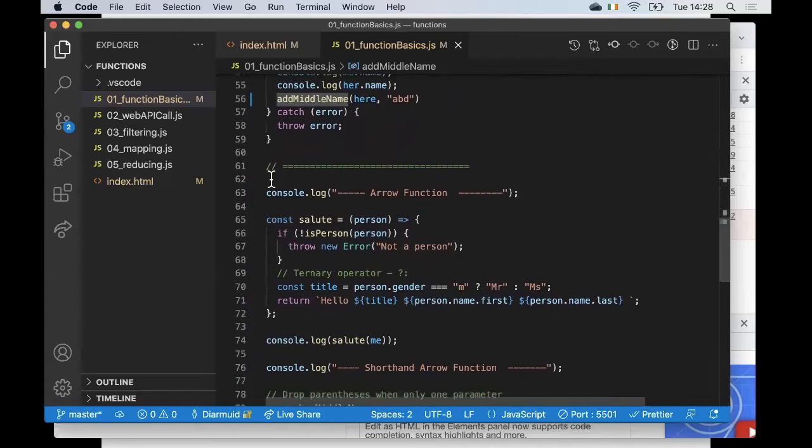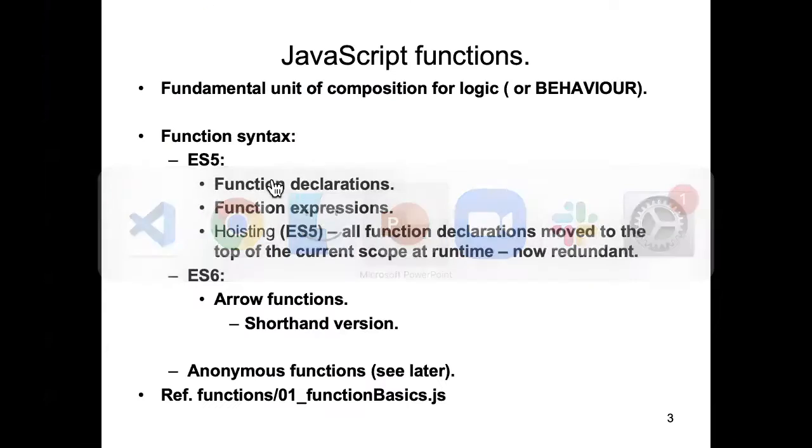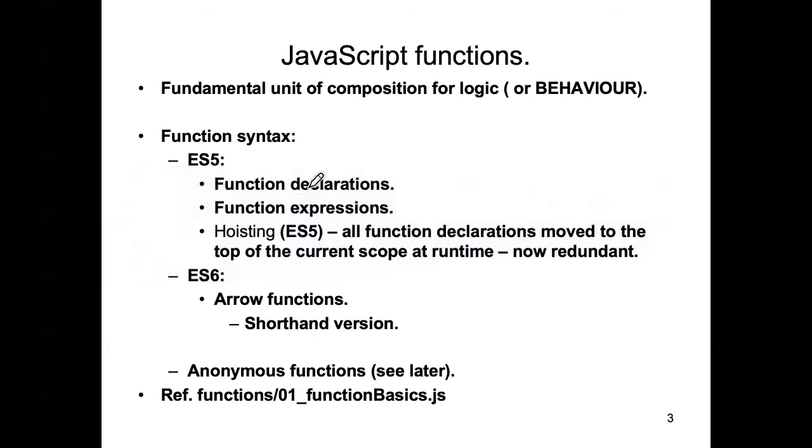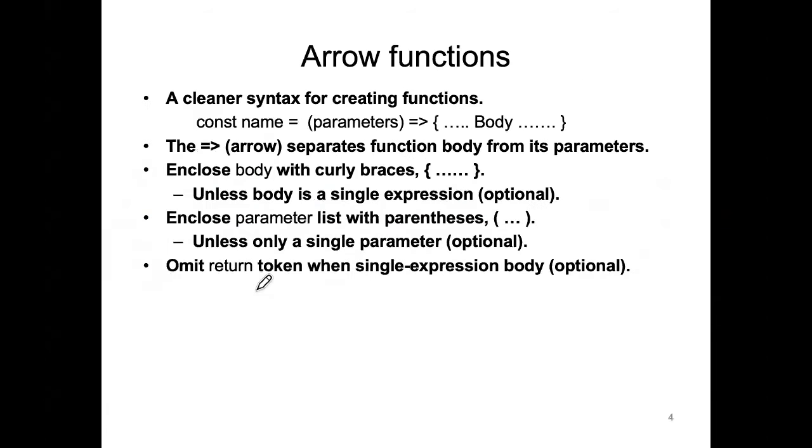Moving on, okay, let's go back to the slides. So we had function declarations, which was the first one, function expressions, hoisting, okay, that's all right. Next is arrow functions, which was introduced in ES6. And I suppose that in very simple terms, what arrow functions are is just a cleaner form of declaring functions.